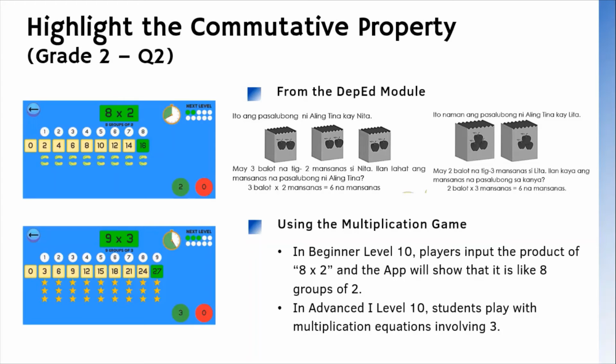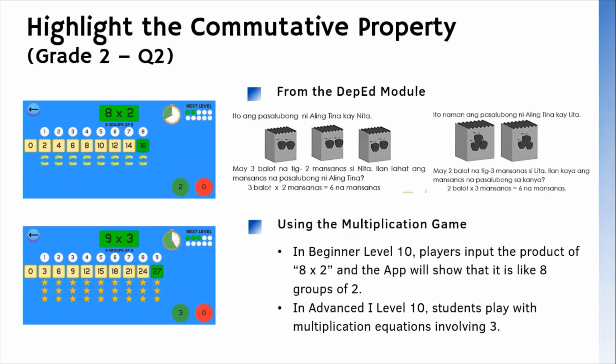In beginner level 10, players input the product of 8 times 2, and the app will show that it is like 8 groups of 2. And then the players will realize that it's the same number as 2 groups of 8.